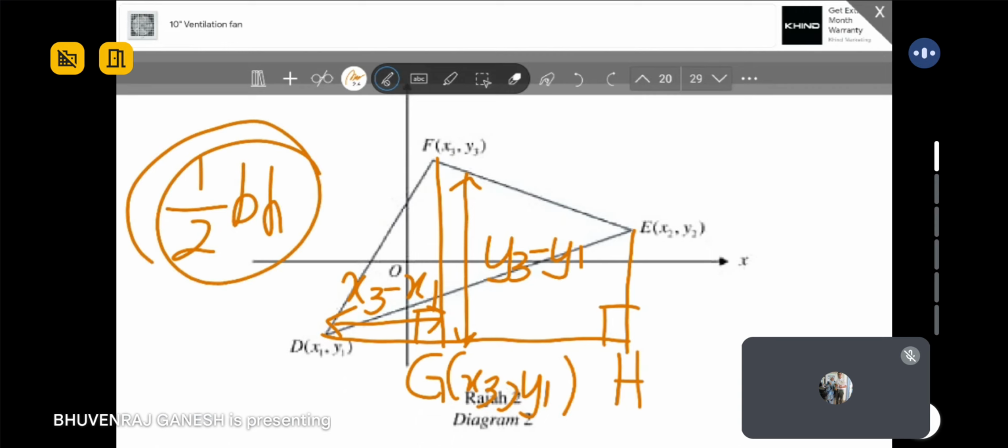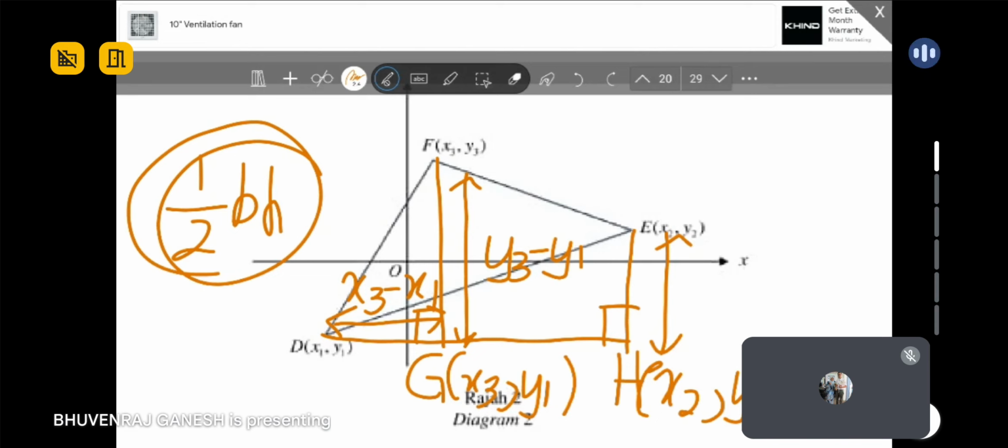Kamu boleh guna rumus ni. Setengah kali tapak kali tinggi. Okay, half times base times height. Okay, so for triangle DFG, you can find the area. Kamu boleh cari. And then triangle DEH. Okay, what is this value? Apa nilai yang ni? Okay, so coordinate H, x2, y1. So can anyone tell? Apa panjang EH?